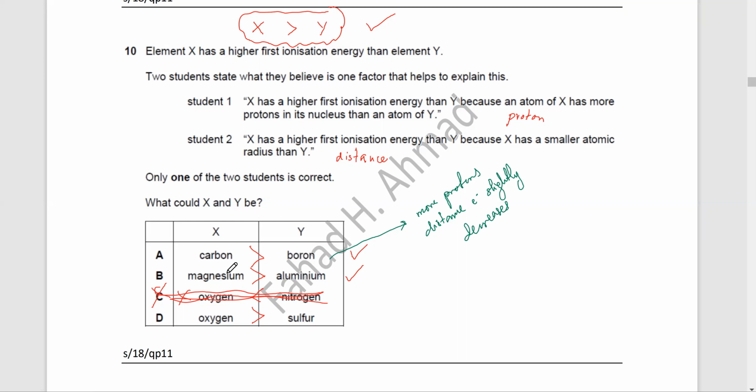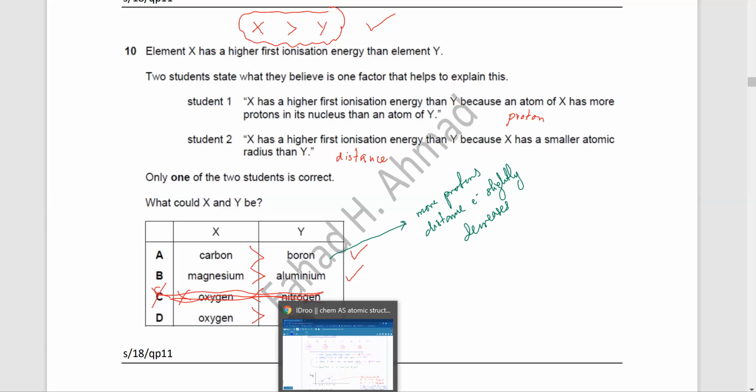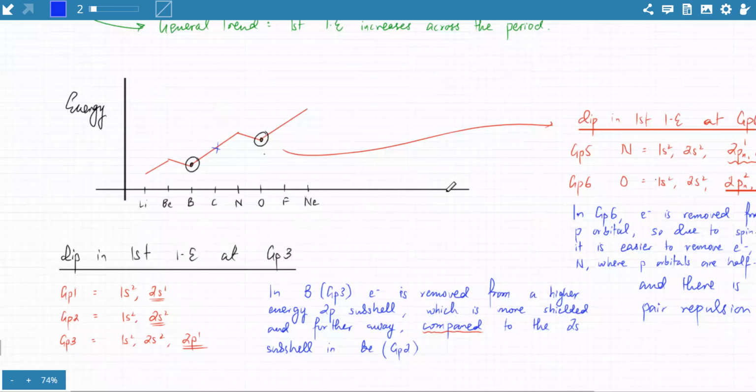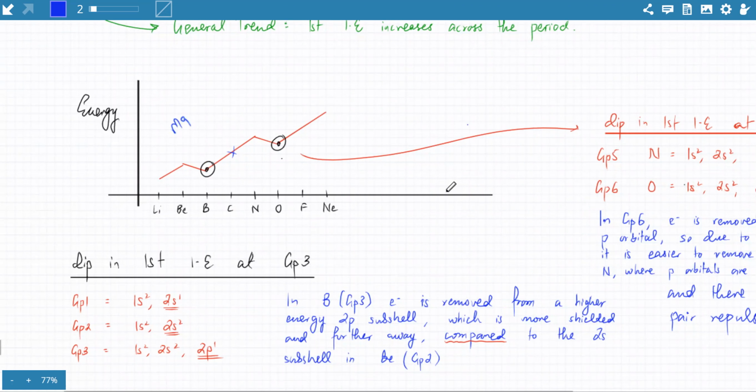What about magnesium and aluminium? Magnesium is group 2, and there's going to be a dip at aluminium, group 3. So why does that happen? Across the period, you always have the same sketch. So why does aluminium have a lower ionization energy, or why does magnesium have a higher ionization energy? The reason is that magnesium is a smaller atom. Look at group 2: in the electronic configuration, the subshells are fewer. Whereas in aluminium, in group 3, there's an extra 2p subshell. So it's slightly bigger. So one reason why magnesium has a higher ionization energy is that it's a smaller atom.